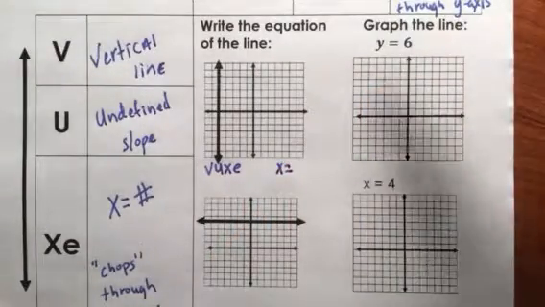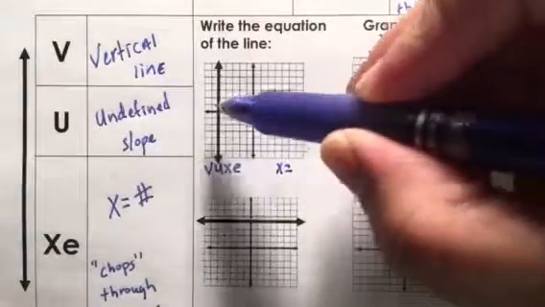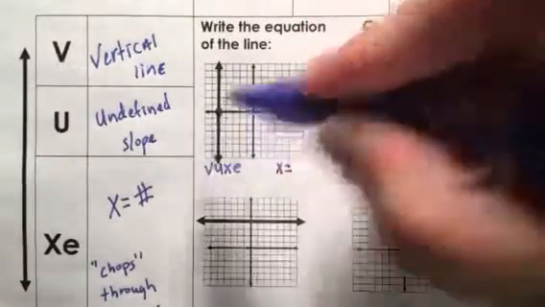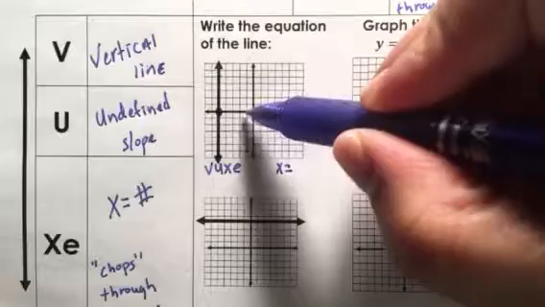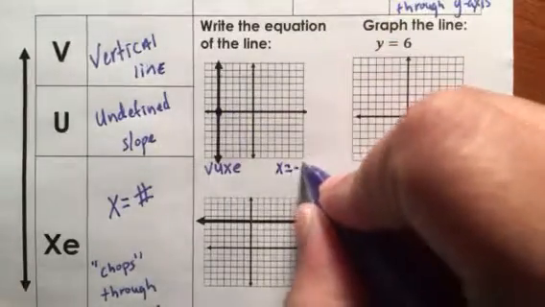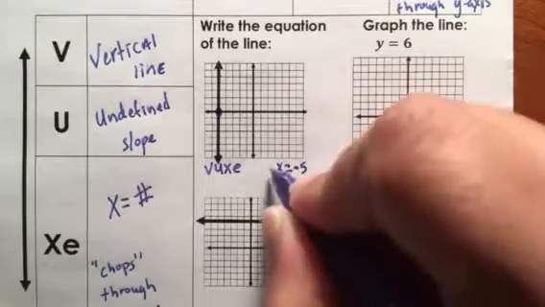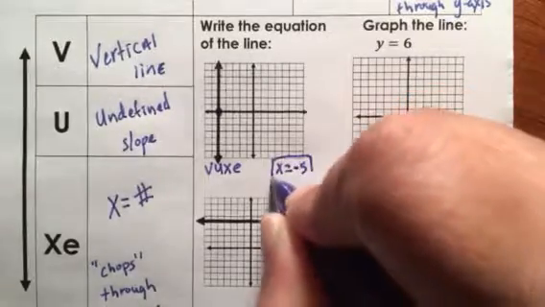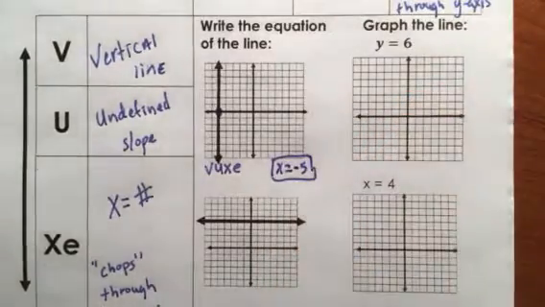Well, what number is it going to be? Well, that depends on what this number is right here. So I need to go over 1, 2, 3, 4, 5, and that's in the negative direction. So our equation is x equals negative 5. And that's your answer.